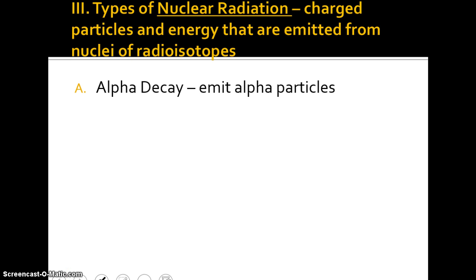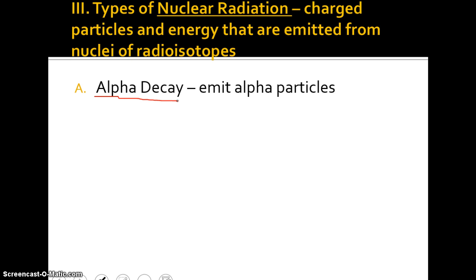Types of nuclear radiation. There are 3 types. Nuclear radiation is charged particles and energy that are emitted from nuclei of radioisotopes. So whatever particle is being emitted when a radioisotope decays, that's nuclear radiation. The first one is alpha decay, and I would underline that as well.